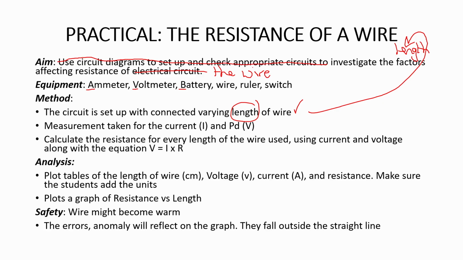We're taking measurements, also length. So we're measuring the current, the potential difference, and the length. And then we're going to calculate the resistance using V equals IR. That's correct.